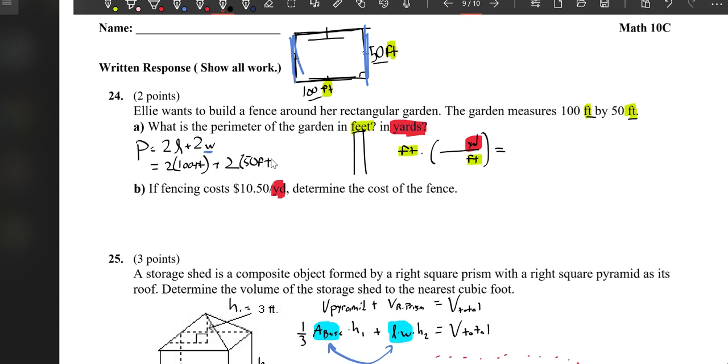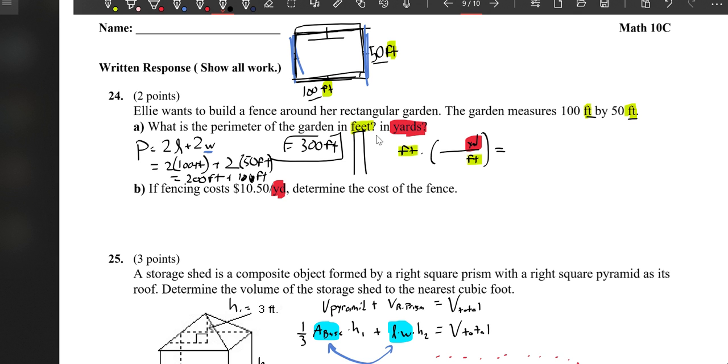that are 50 feet. So 2 times 100 is 200, and 2 times 50 is 100. This says 100 feet. So I get 200 plus 100 is 300 feet. So 300 feet to go around this garden in feet. So 150, another 100, and another 50 gets us to 300.